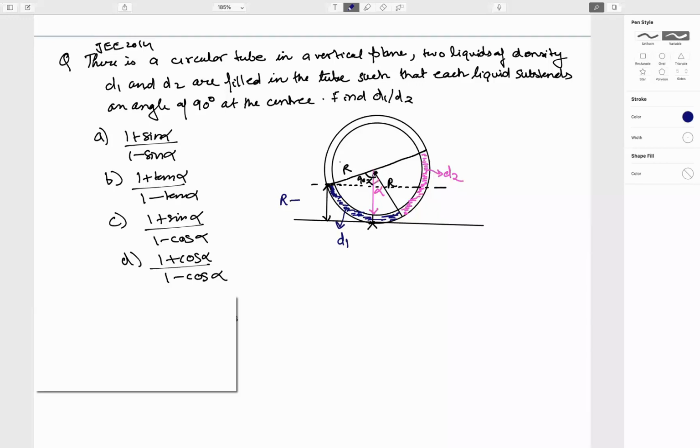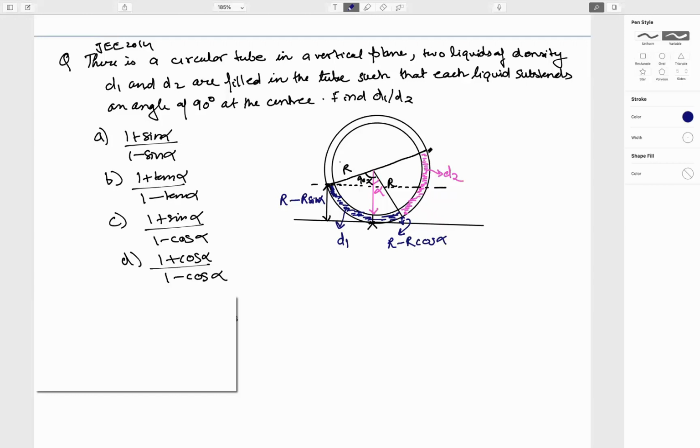That is perpendicular R, so this is perpendicular upon hypotenuse. So that is R minus R sine alpha. From here it comes out to be R sine alpha. Let's calculate this. So here this distance is R cos alpha, and this complete distance is R. So this becomes R minus R cos alpha.